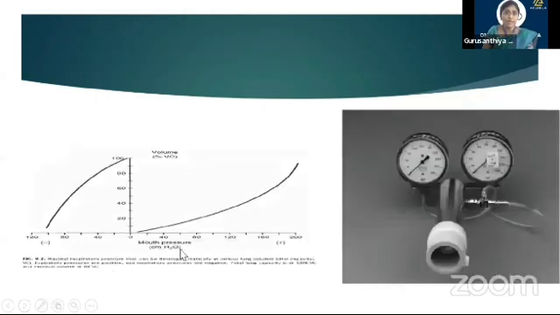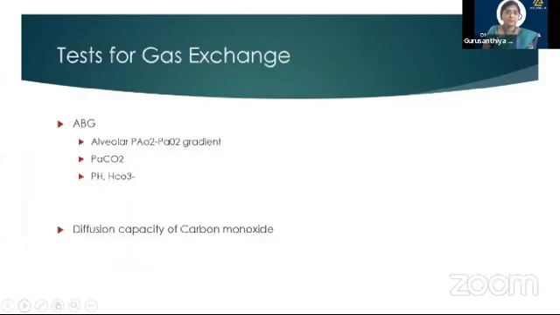So this is the graph which shows the positive expiratory pressure at expiration, which is somewhere around 160, and the negative pressure which is developed during inspiration, which is somewhere close to 120. And this is the aneroid gauge meter, which is used to measure the breathing airway pressure.